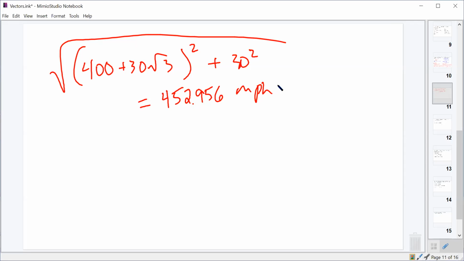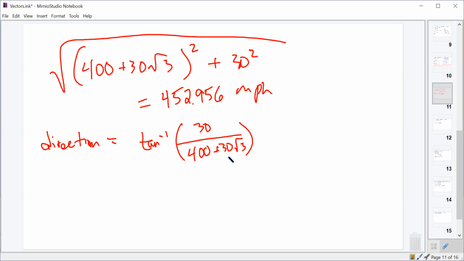Okay. Then the next thing it asks us, what's the direction of this plane? Well, our direction should always be found by doing the inverse tangent of the y component of the velocity vector, which was 30, over the x component of the velocity vector, which was 400 plus 30 root 3. And I don't think that's a nice, easy unit circle value. So you can just use a calculator to evaluate what that comes out to be. Might be nice to have it in degrees since everything else we've been doing is in degrees. So what does that come out to be?